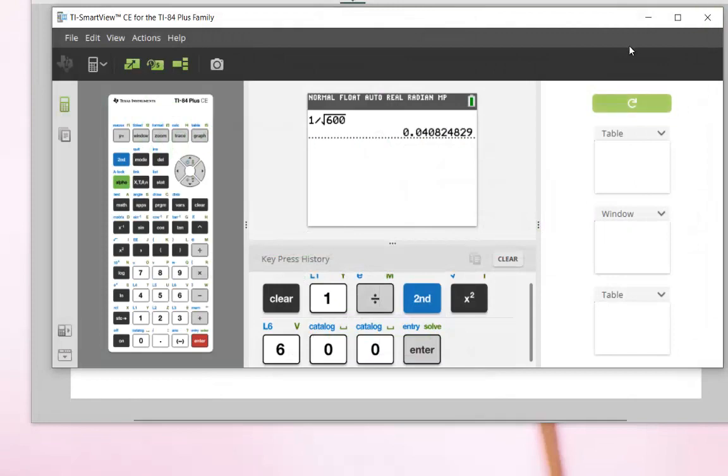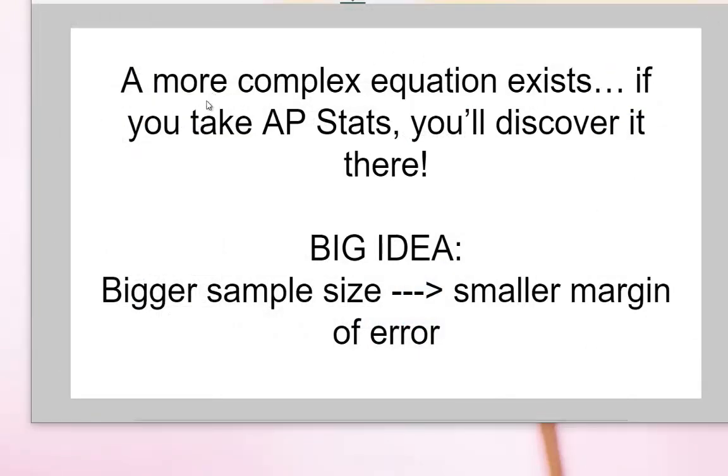Now, one last idea going on here. There is a much more complex equation about how to calculate margin of error. If you're taking AP Stats next year, you're going to discover it in that class. You can start taking lots of information about finding other accuracy measures, things like if we wanted to be 90% sure or 80% sure about our data, we can find all kinds of values there. But our big idea here is that the bigger the sample size we have, the smaller that margin of error, that bit of wiggle room that we have to give every piece of data.